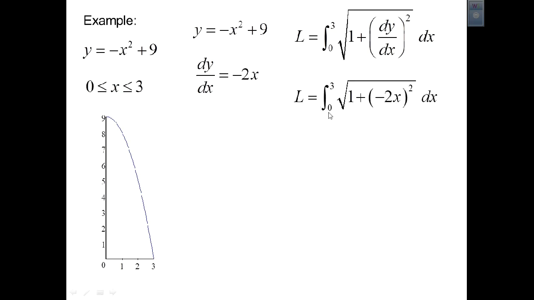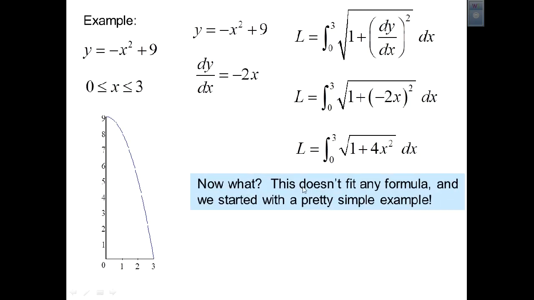So we've got the integral from 0 to 3 of the square root of 1 plus negative 2x, the derivative, dy dx, quantity squared, dx. Simplify that. Squaring negative 2x, you're going to get 4x squared. So you end up with the square root of 1 plus 4x squared. And since this doesn't fit any formula, even with a very easy example here, we end up having to use either a calculator or an approximation or something like that.